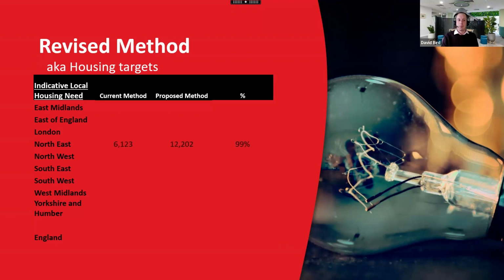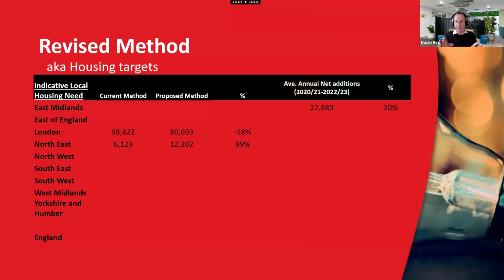The region with the highest increase in housing target from the current to the proposed by the new government is the northeast of England, a whopping 99% increase. In absolute terms, that's actually not that many houses. The region with the lowest increase is going to be London. Famously, no one wants to live in London, so I'm sure that will be all okay. In a moment, we'll look at, to illustrate the problem in reality, actual net additions.